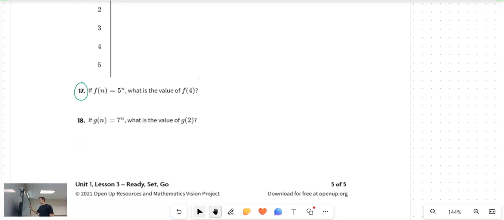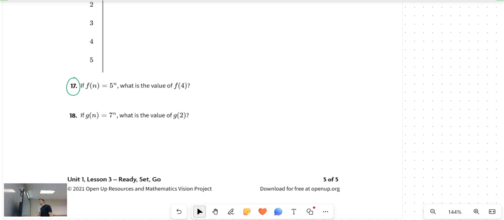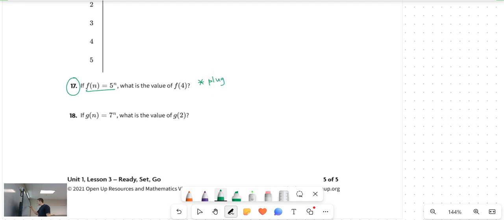And it looks like, last but not least, we have 17. If f of n equals 5 to the n, what is the value of f of 4? All right, so this just means we've got this function here, f of n equals 5 to the n, and evaluating f of 4 just means plug in 4 for n.